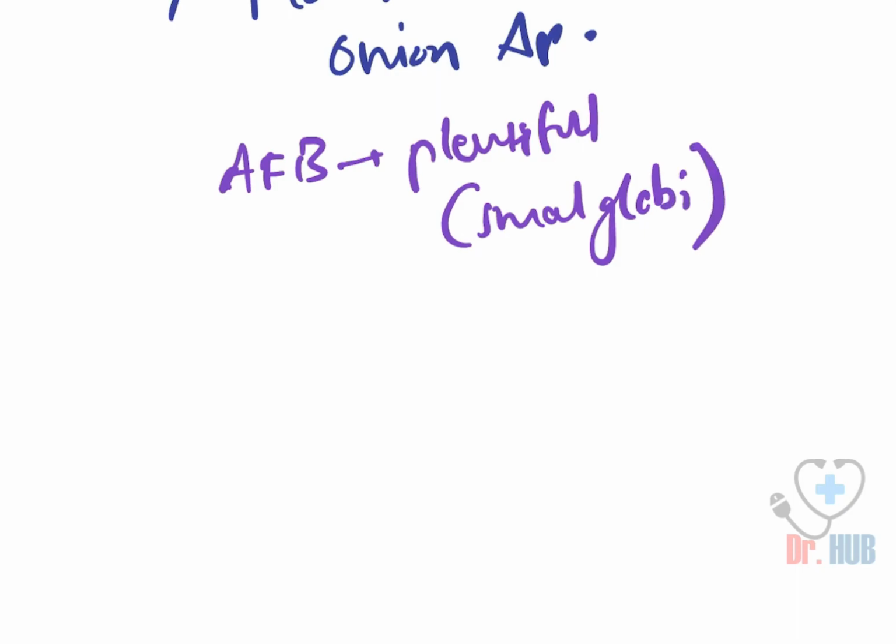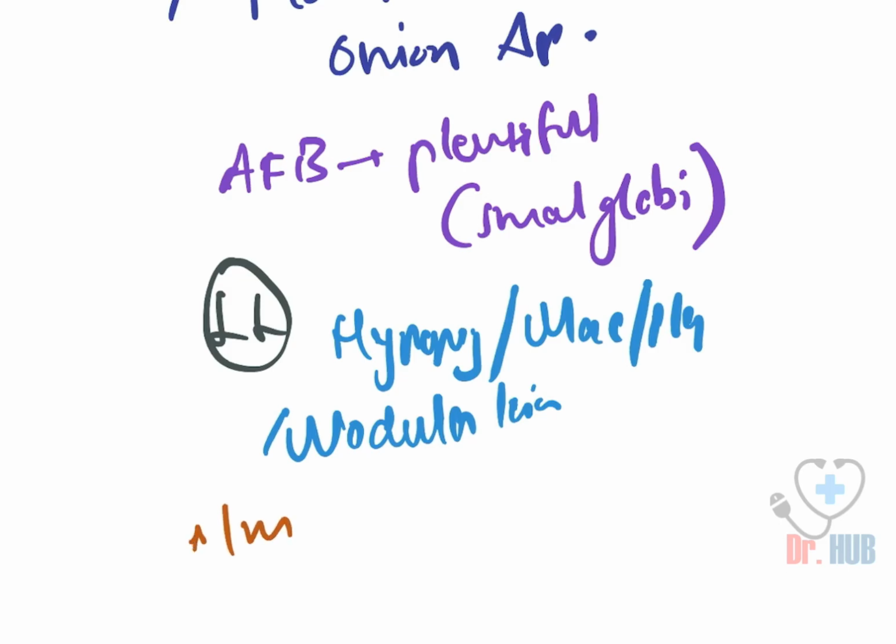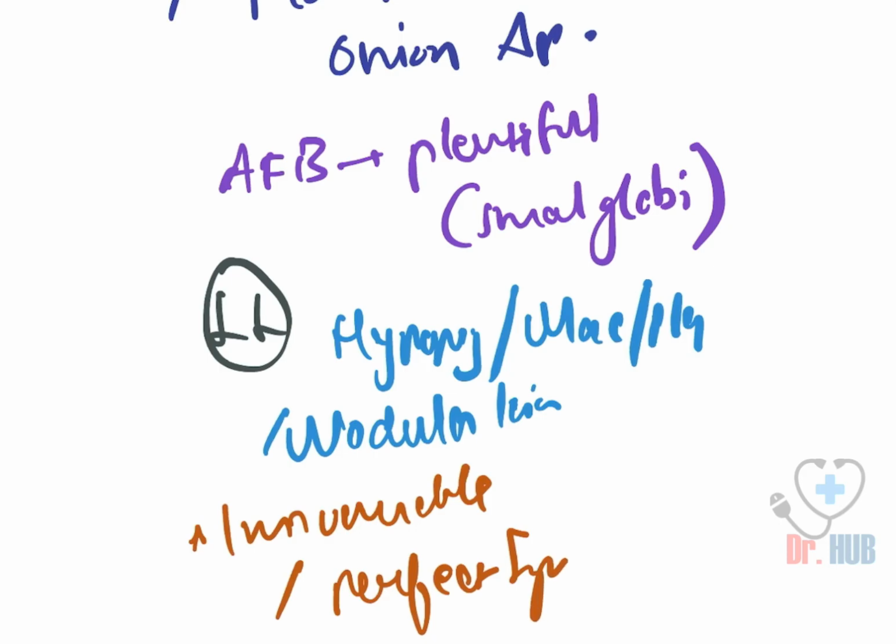Next, we move on to the last, that is lepromatous leprosy. Looking at the number of lesions, they are again hypopigmented macules, plaques, as well as nodular lesions. The lesion numbers are many, innumerable, and they show perfect symmetry.